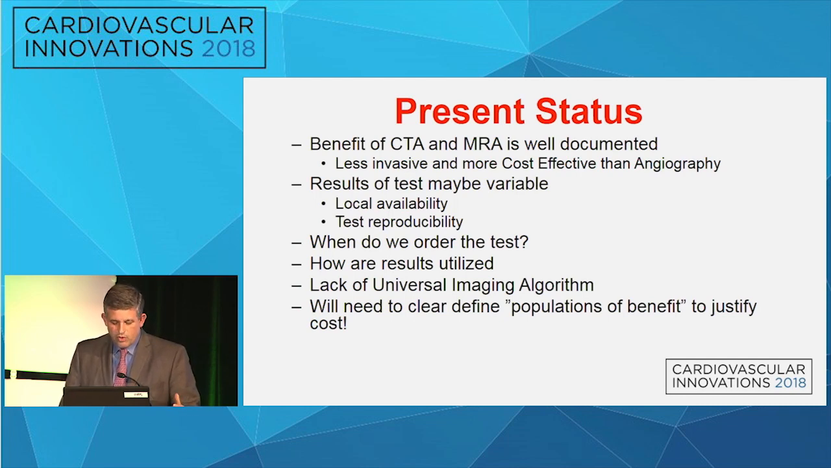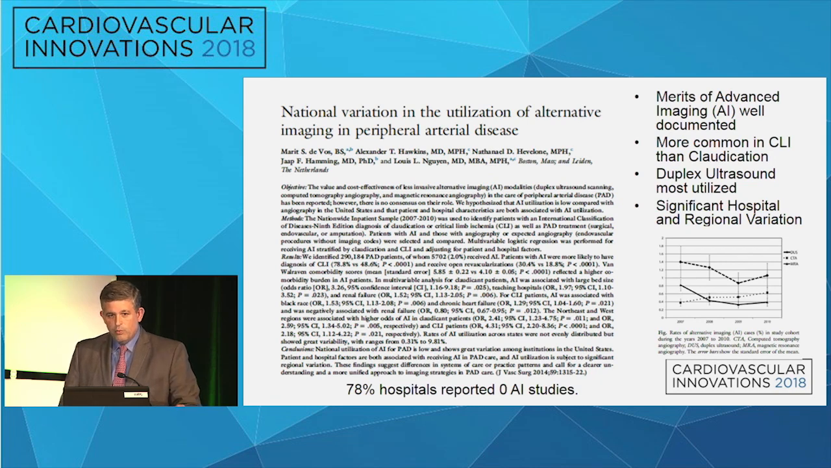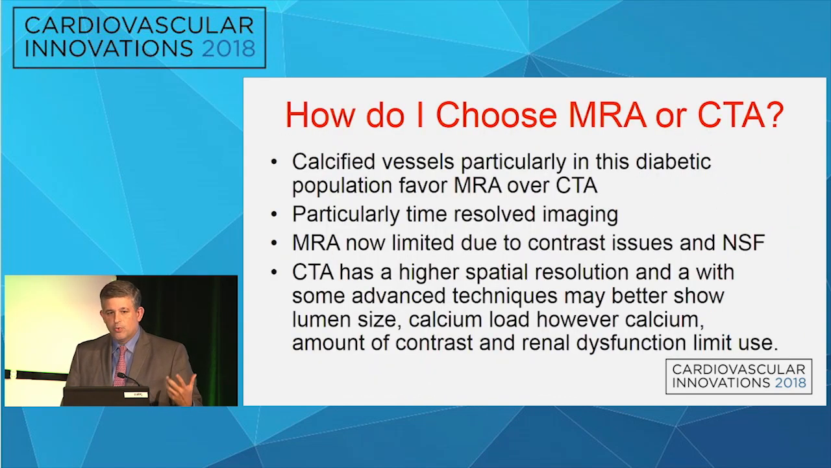And then how are these results being utilized? And when are we ordering them? When's the right time? I think it's when you make a decision that you're going to revascularize the patient. We really lack a universal imaging algorithm, and that's something that we need so we can benefit. A recent study really showed national variation, and you can see that when they looked at that, not many hospitals are performing these kinds of advanced imaging examinations. So I think we do need some national algorithms.